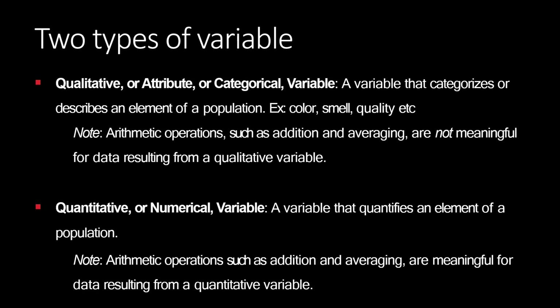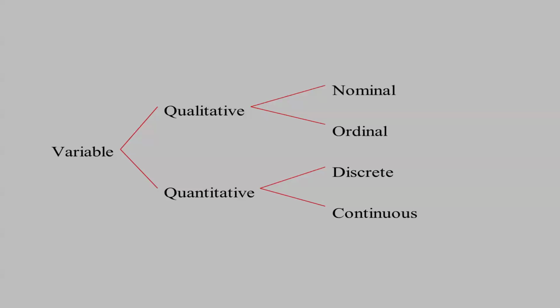Everything such as addition and averaging, all these mathematical attributes, will come under quantitative. So there are two types of variables. Under qualitative, you have nominal and ordinal, and within quantitative, you have discrete and continuous.